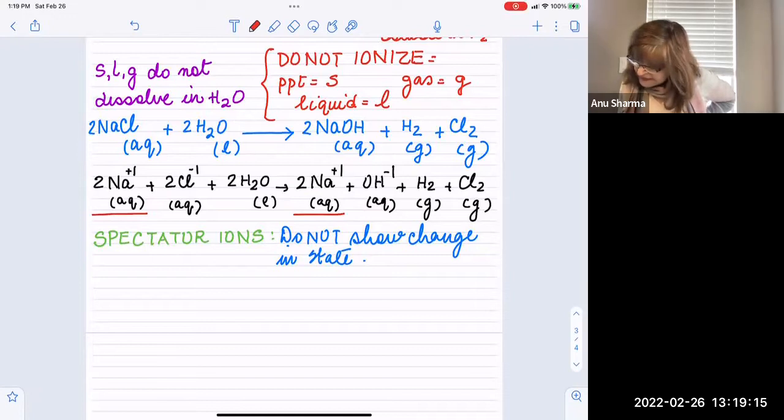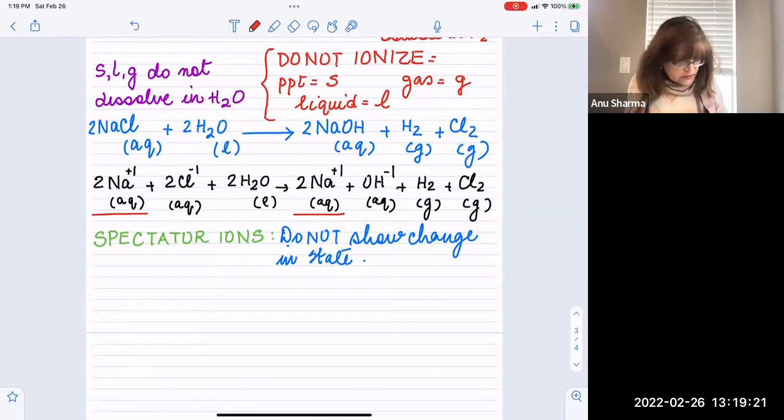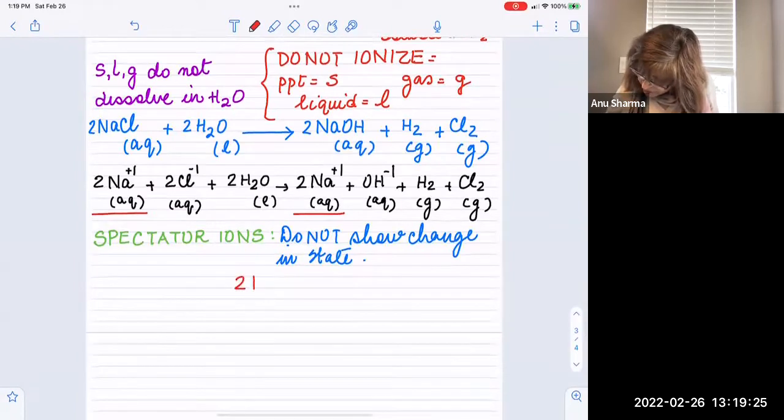Okay, next is, so it's just the sodium ions only. Okay, so 2 of the sodium ions with +1 charge and aqueous, soluble in water.